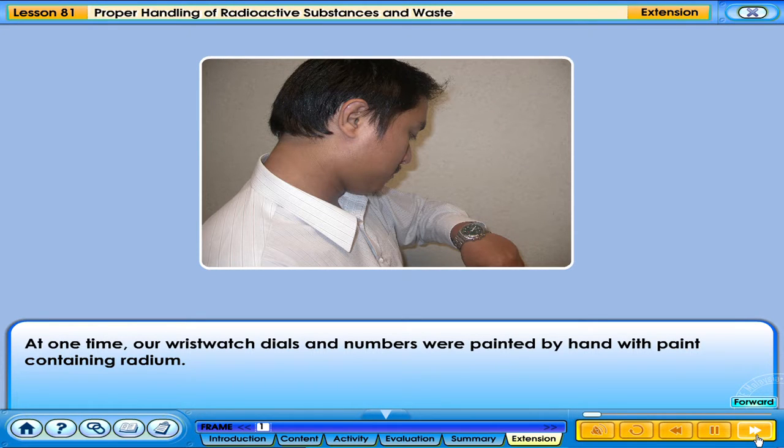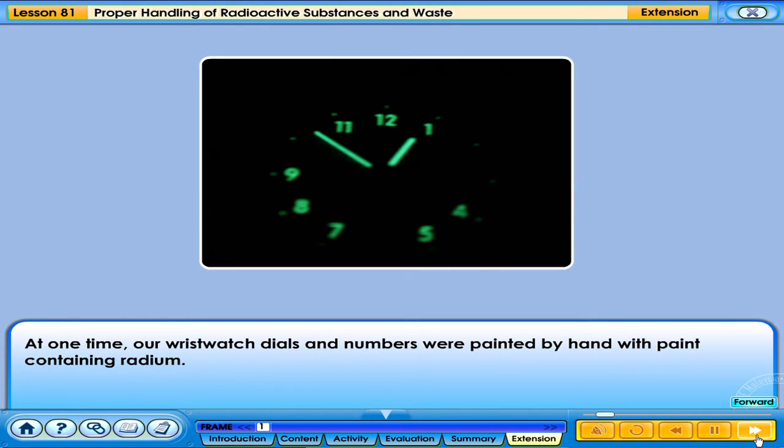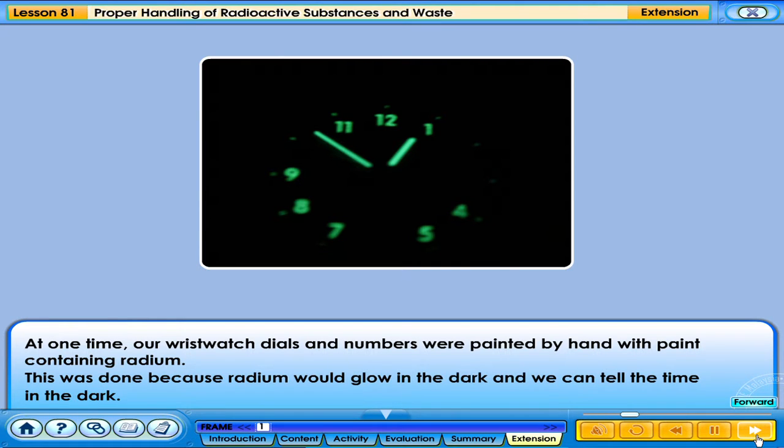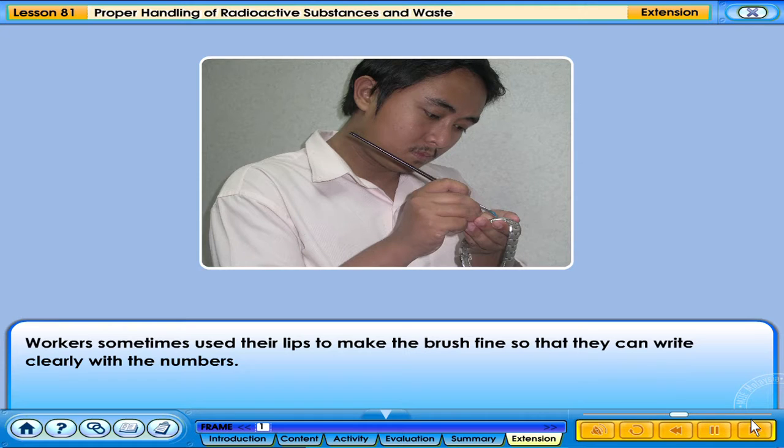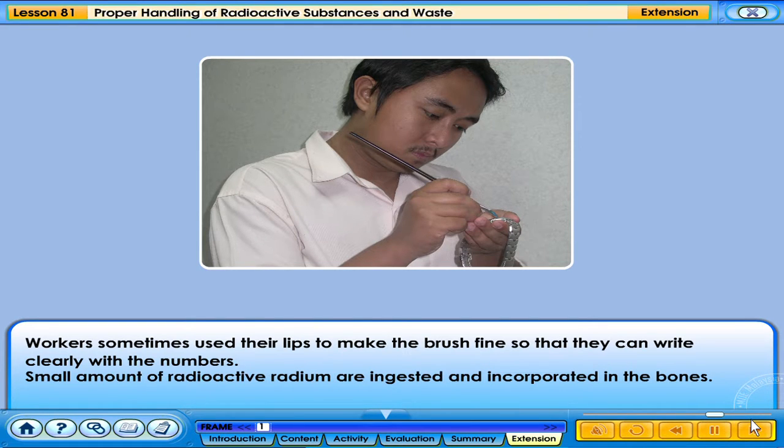At one time, our wristwatch dials and numbers were painted by hand with paint containing radium. This was done because radium would glow in the dark and we could tell the time in the dark. Workers sometimes used their lips to make the brush fine so that they could write the numbers clearly. Small amounts of radioactive radium were ingested and incorporated in the bones. This led to numerous cases of bone fracture and jaw cancer.